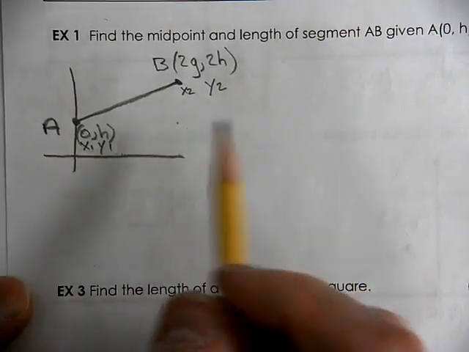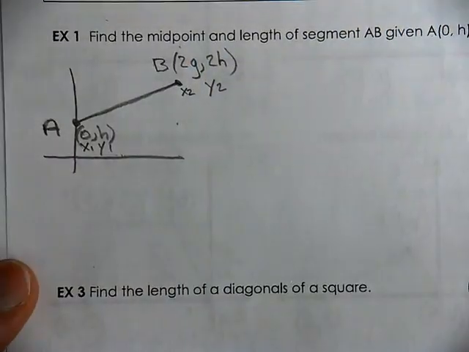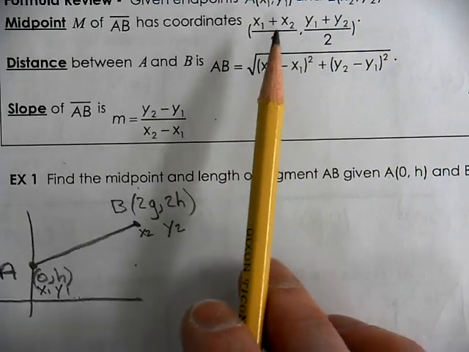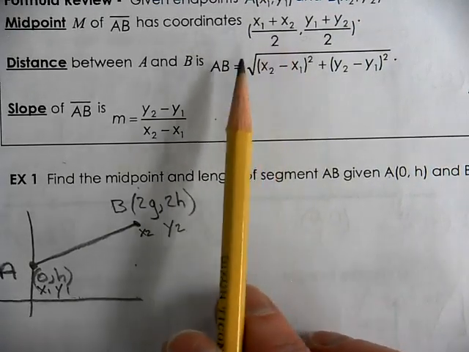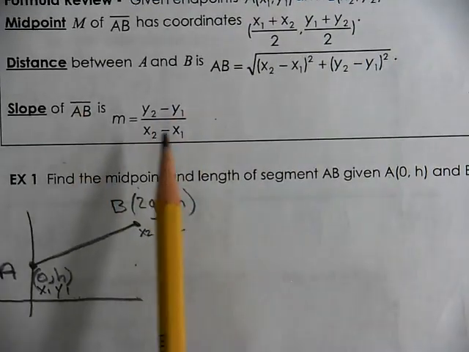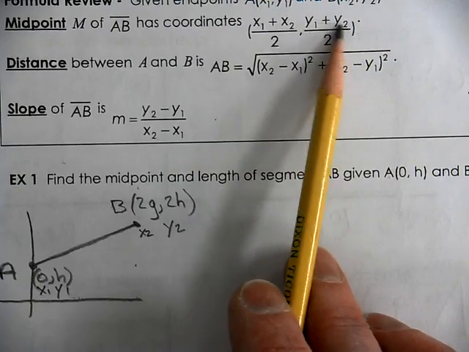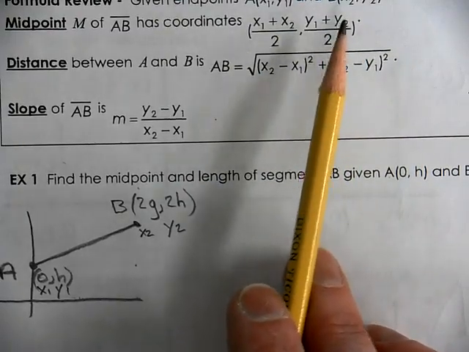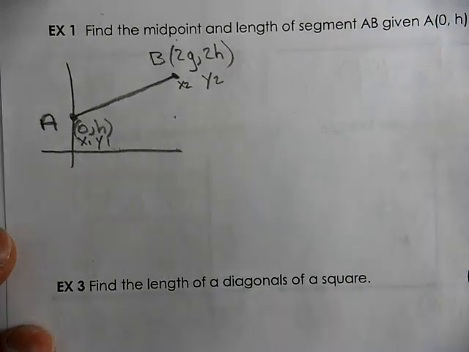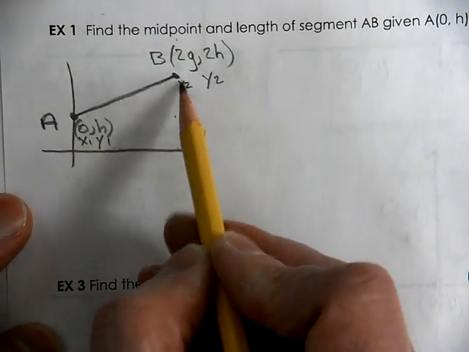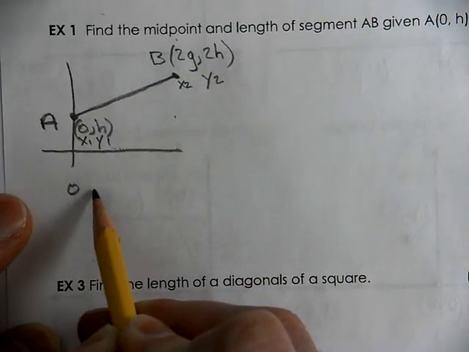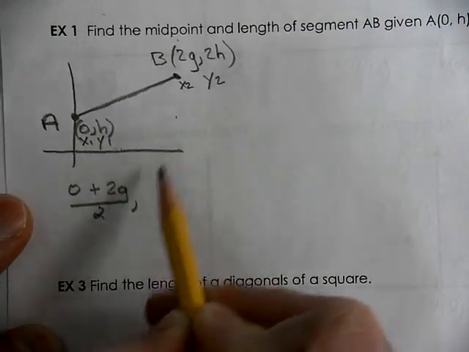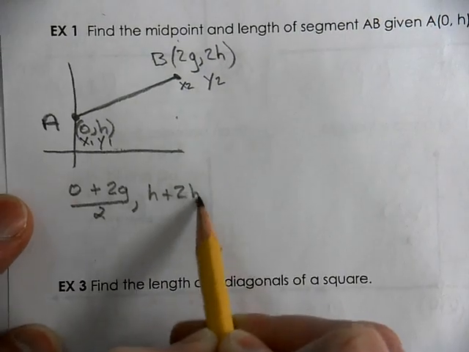So if we're going to find the midpoint first, we're going to use our midpoint formula. There's our midpoint formula. This is the only one, notice, where you add the two x's. In distance, you subtract the two x's, and in slope, you subtract the two x's. And we're going to add the two y's. The other two, you subtract the y's. This is the one that's a little unique. So we're going to add our x's. So x1 plus x2 divided by 2, comma, y1 plus y2 divided by 2.